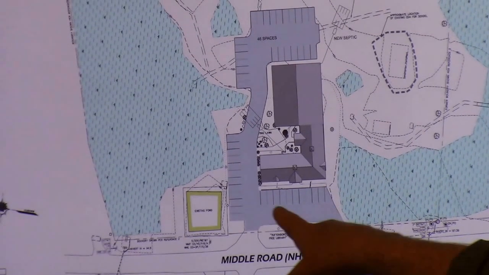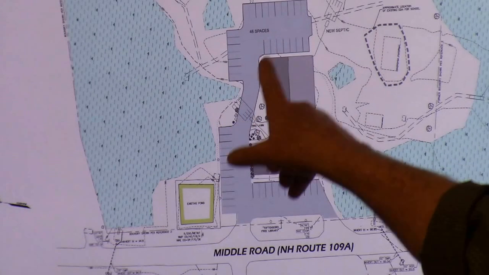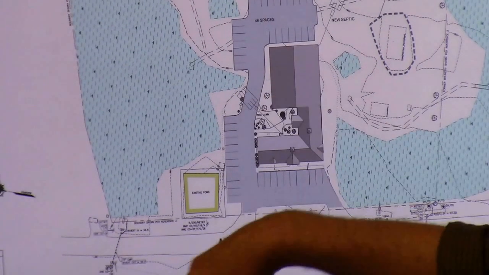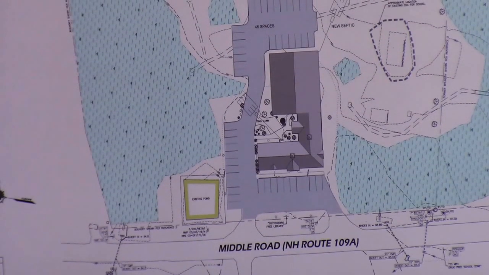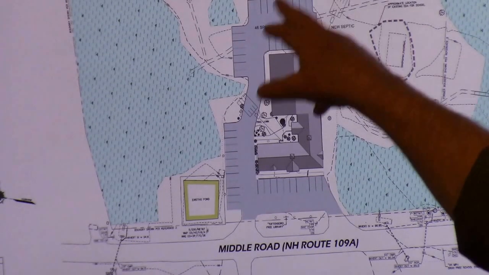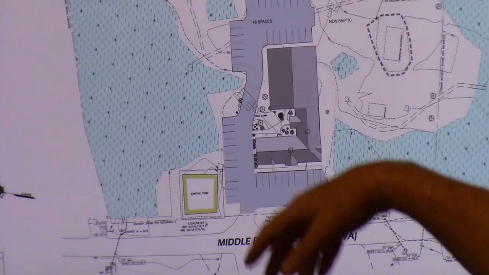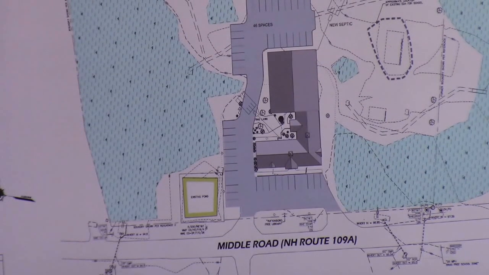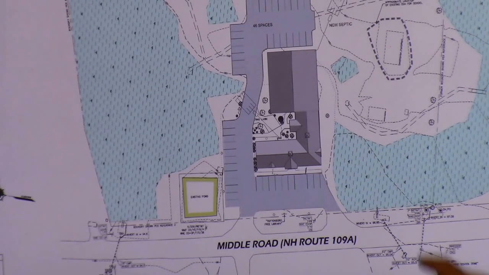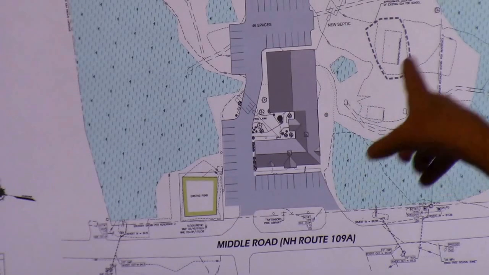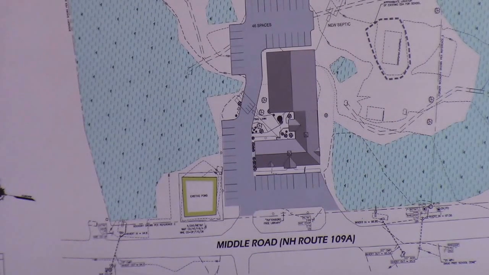It does allow you to get through and get up to 46 spaces on the site. And any further use you might have for this land in the future, you have some way to get back there. Septic's back near where the other septic is.